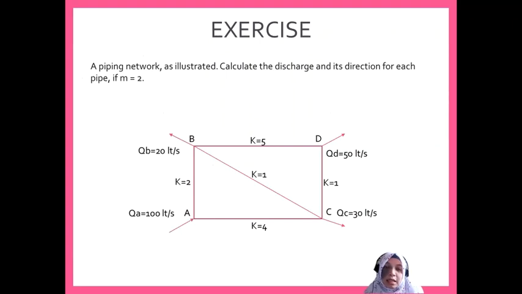This is the example exercise. A piping network as illustrated. This is the simple one. Calculate the discharge and its direction for each pipe. If M equals 2, or we can use the Darcy formula, HF equals K times Q squared.